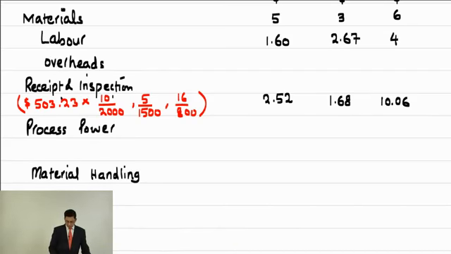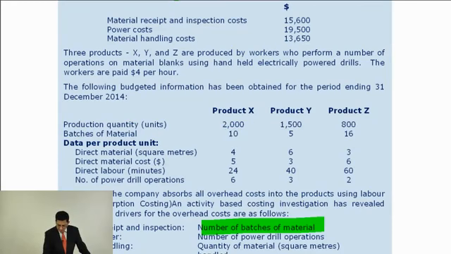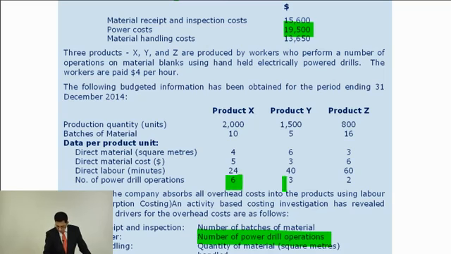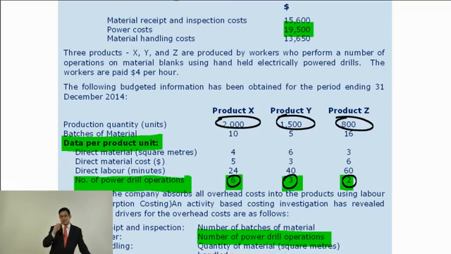Second is process power. Process power cost is 19,500. That should be based upon the number of power drill operations. And here are the power drill operations. The only thing is these are power drill operations per unit, because all this data below is per unit. So 6 drill operations for 1X, 3 drill operations for 1Y, and 2 drill operations for 1Z. And if we multiply them by 2,000, 1,500 and 800 respectively, we will get the total number of drill operations.